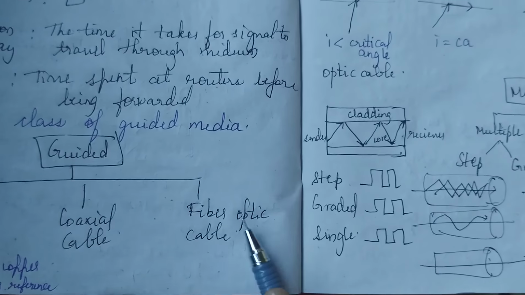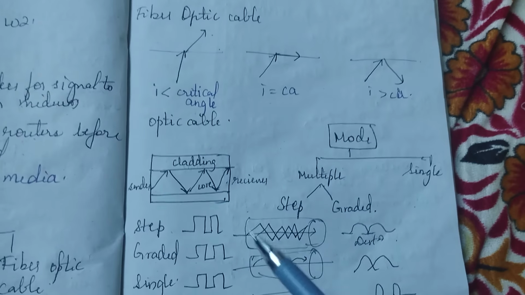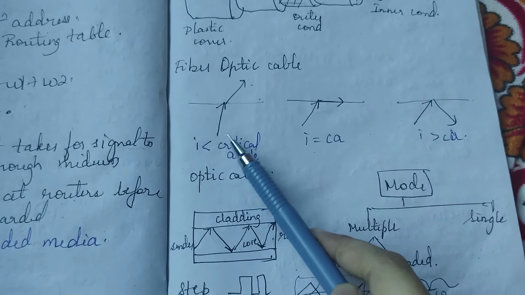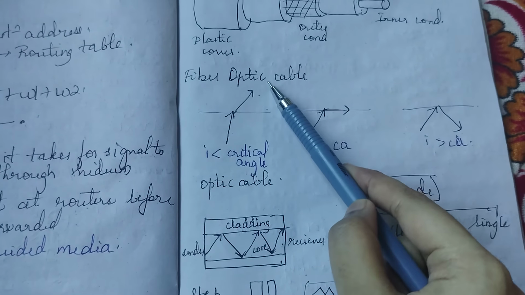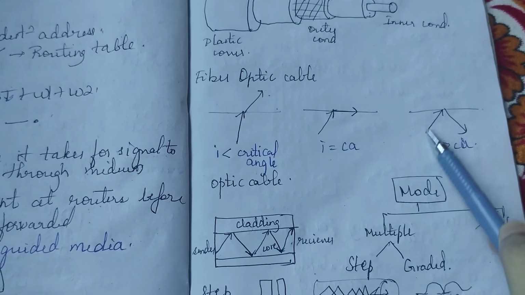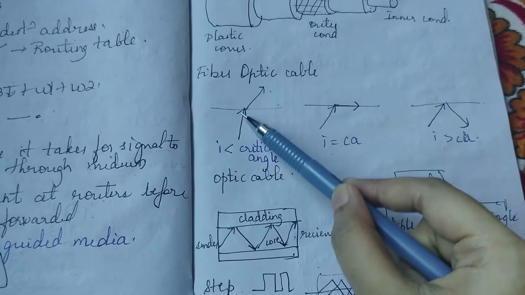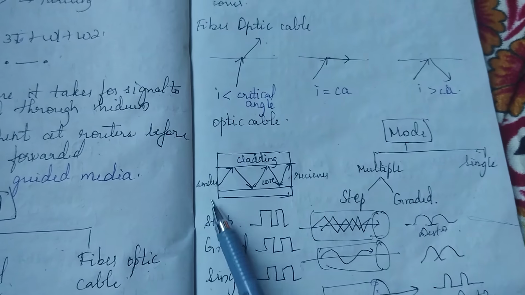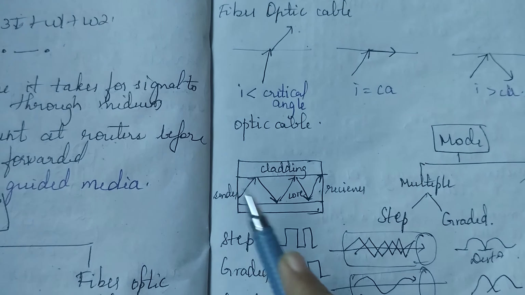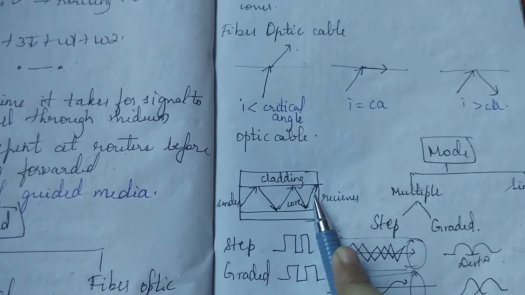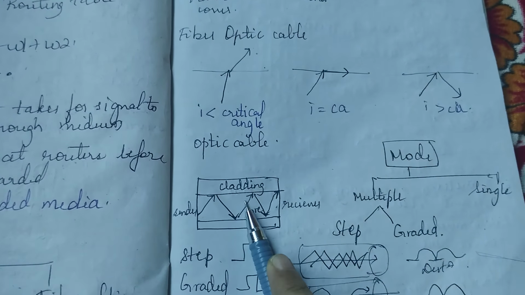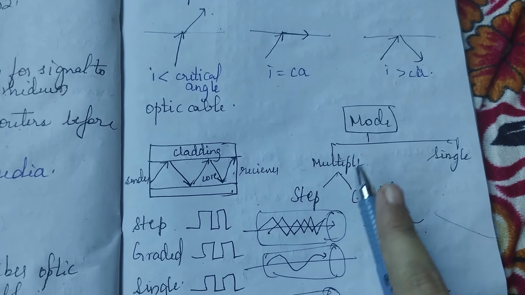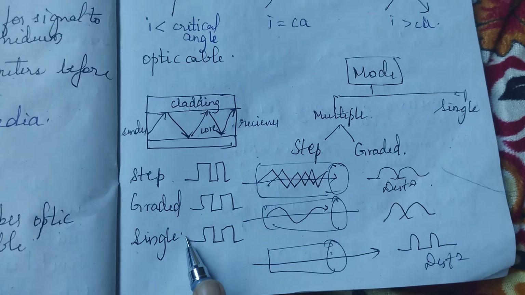Then we have the third type, that is optic fiber. I have written so much because we had it in physics, right? So you know what is critical angle. If I is less than critical angle value, then the diagram is like this: I is equal to, and I is greater than. Just upwards on the line and downwards. Simple. Then we have optic cable. We will do the cladding, and this is the core through which the data transfers. In case of mode, we have multiple and single mode. In multiple, we have step mode and graded mode. Single mode, nothing will happen.